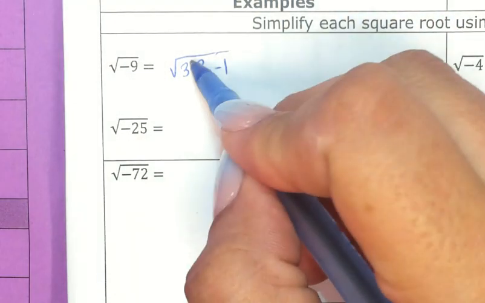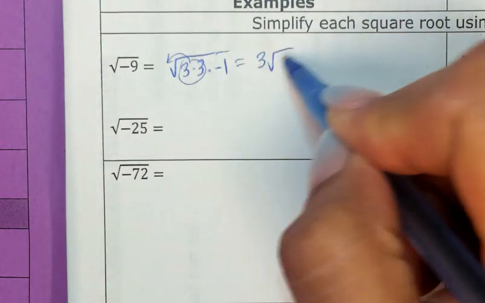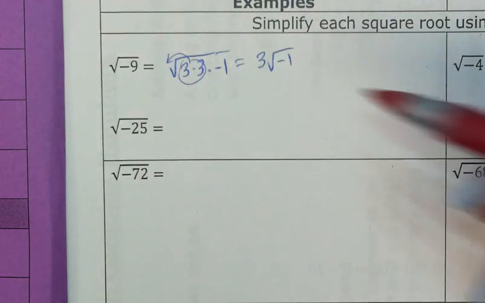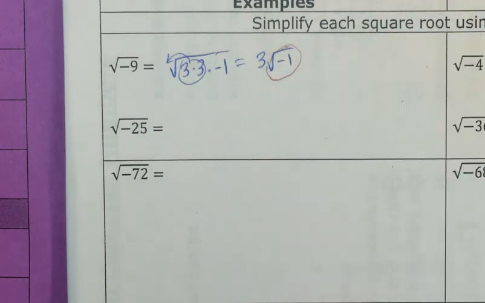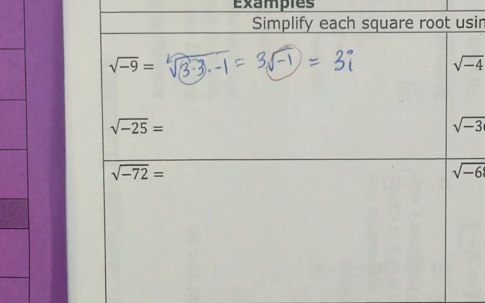The 3's are a pair that will come out. So we're going to have 3 square root of -1. And once again, the negative square root of -1 will be replaced by the letter i. So the answer of square root of -9 is 3i.